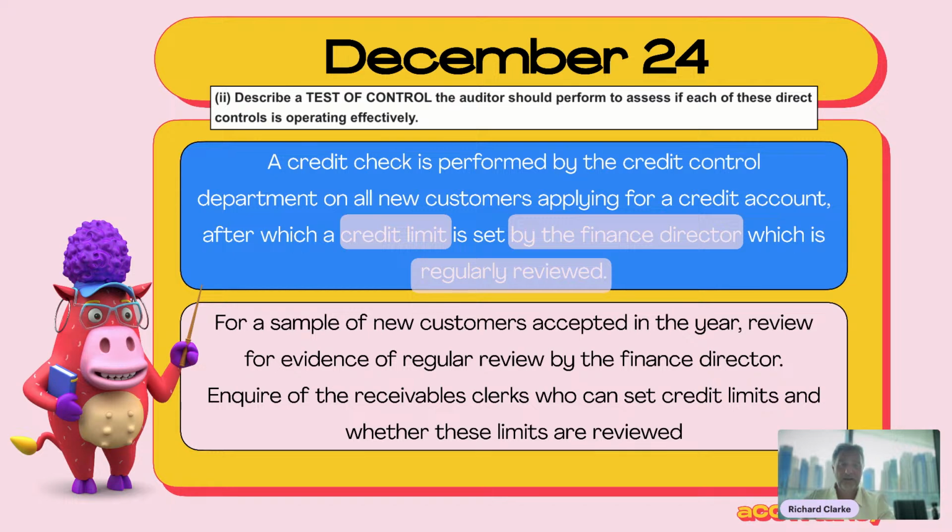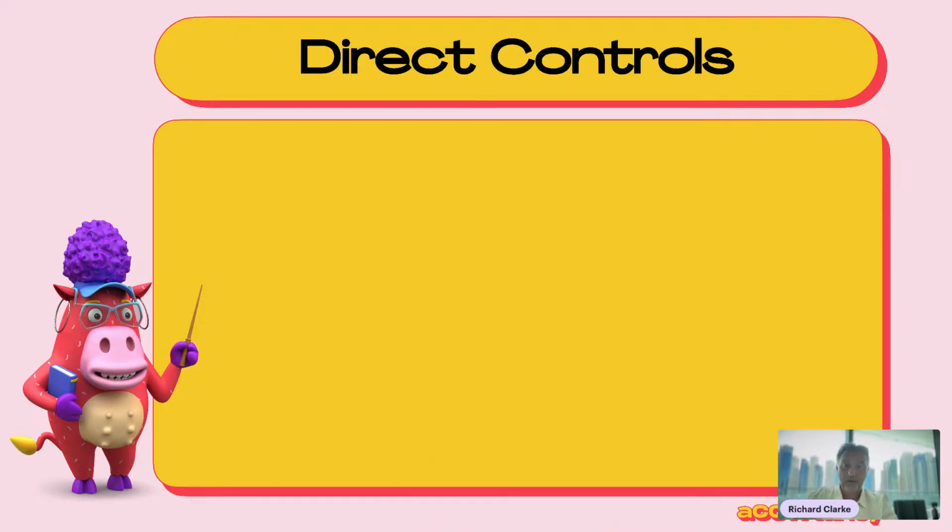So the examiner came up with another one, which I think is quite good as well. Inquire of the people who work in receivables. Inquire of them who, by the way, sets the credit limits and are they reviewed regularly? So just inquire of people also is a test of control. Quite naturally.